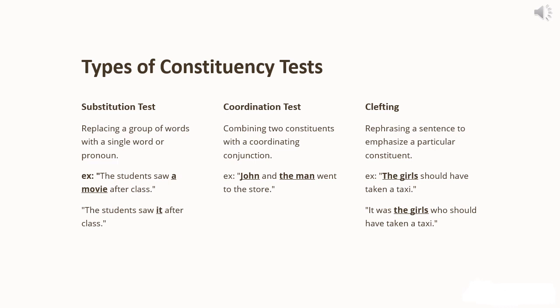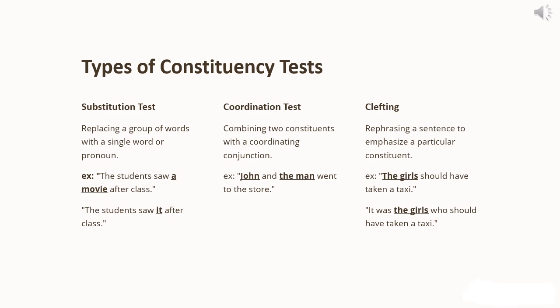Here there are not only one constituent, there are two constituents actually in this example, but let's talk about the girls. It was the girls who should have taken a taxi. So now we are saying that the girls is a constituent and we put it after "it was", so we said that it's a constituent.